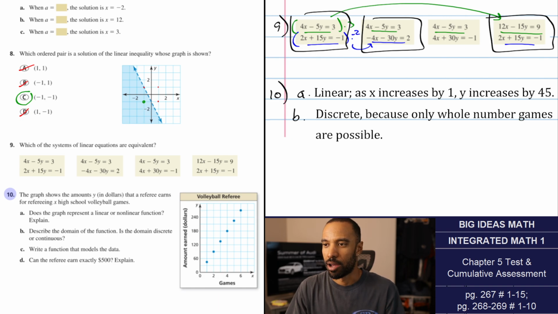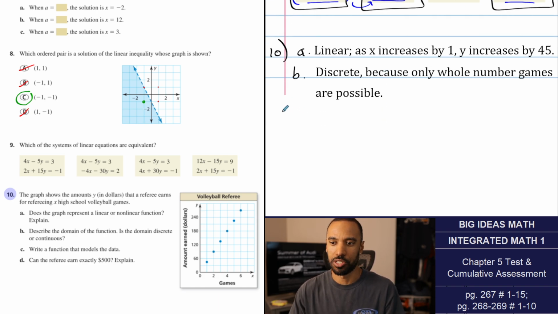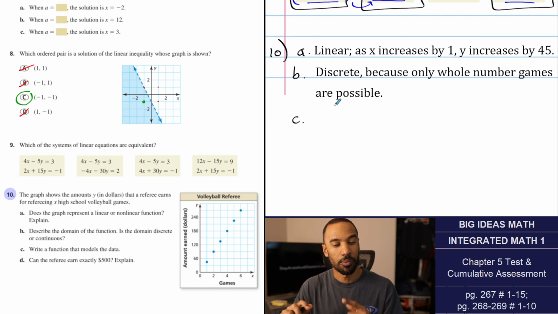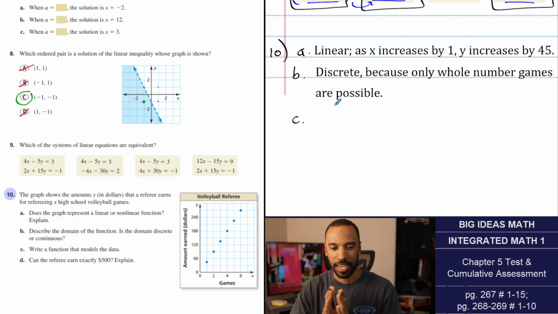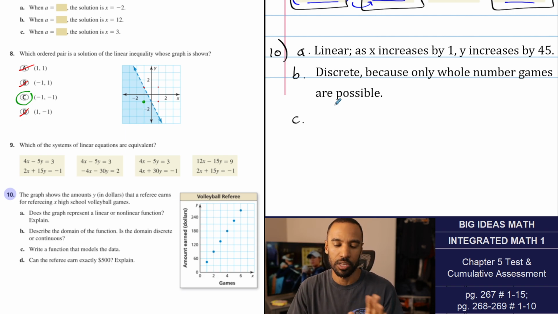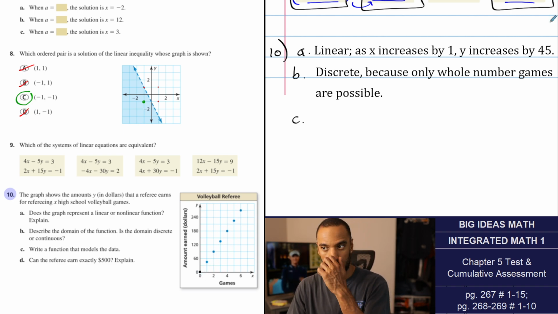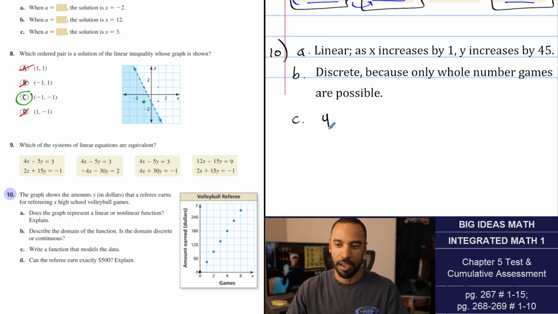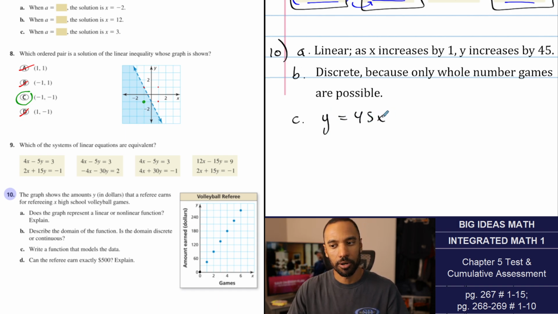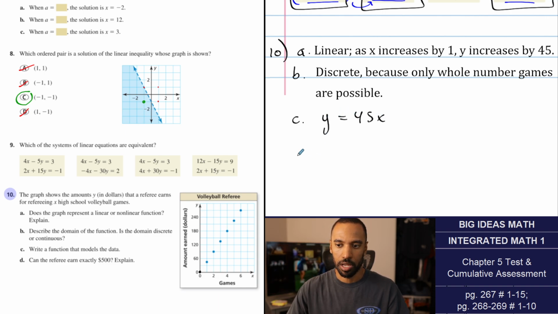C, write a function that models the data. Now keep in mind for these functions here, oh, should we do a sequence? No, they do Y and X. Okay, they do Y. All right, pretend like there was a line that went through it. What's going on here? Well, if you don't work any games, you don't make any money, and that would be in as a part of this rate. So it looks like Y increases by 45. That's the slope. So that's Y equals 45X. Rate per game times the number of games equals total amount there.